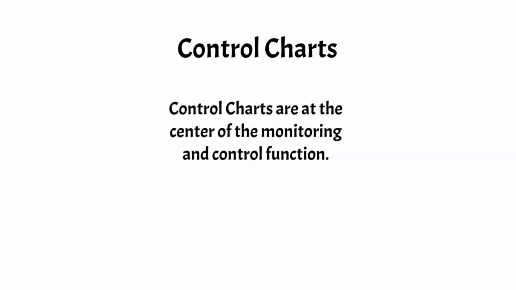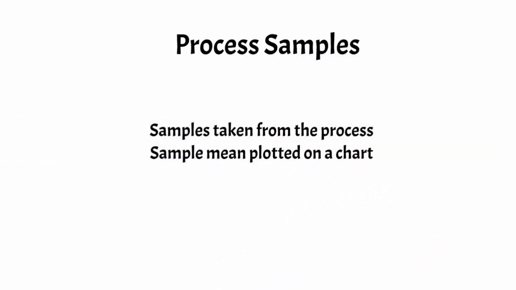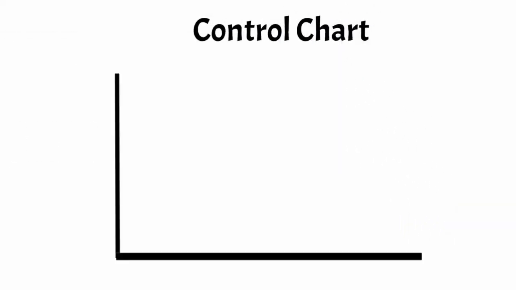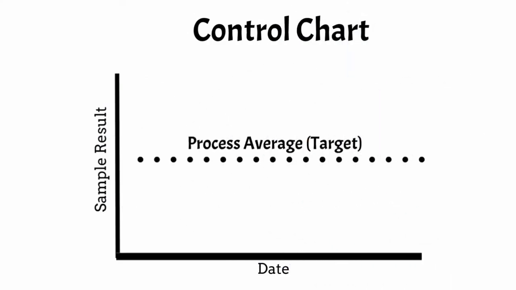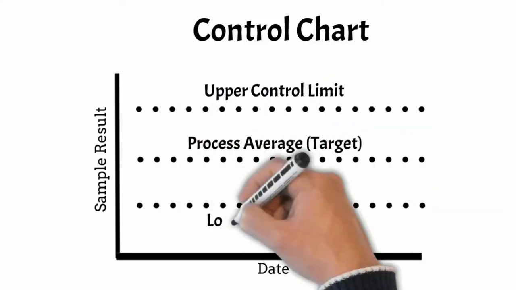While the statistics behind these charts can be quite complex, the basic concept is simple. Samples are periodically taken from a process. The sample mean is plotted on a chart, and as long as they remain within specific boundaries, the process is considered to be in control. In constructing the control chart, we use the long-term average output as the target. The upper boundary is called the upper control limit, and the lower boundary is the lower control limit.